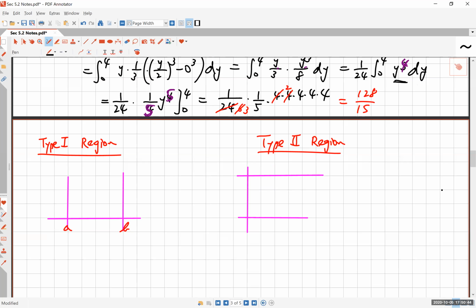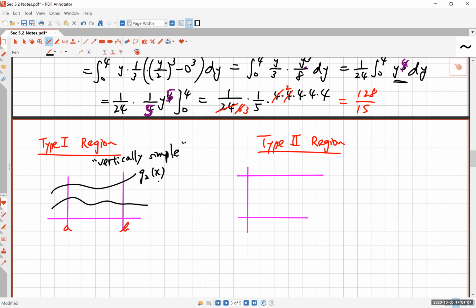All right, so here are the definitions of type 1 and type 2 regions. Type 1 region is sometimes called vertically simple, and this is the one that I think you should feel a little more comfortable with than the other one. Vertically simple means you have these functions, which are functions of x.